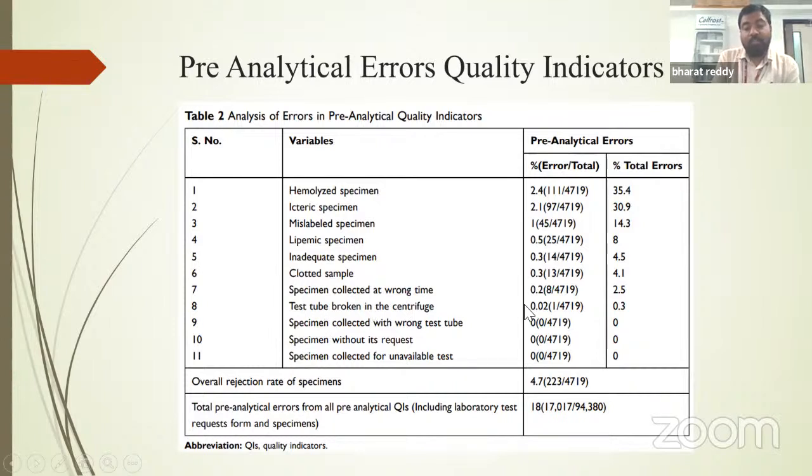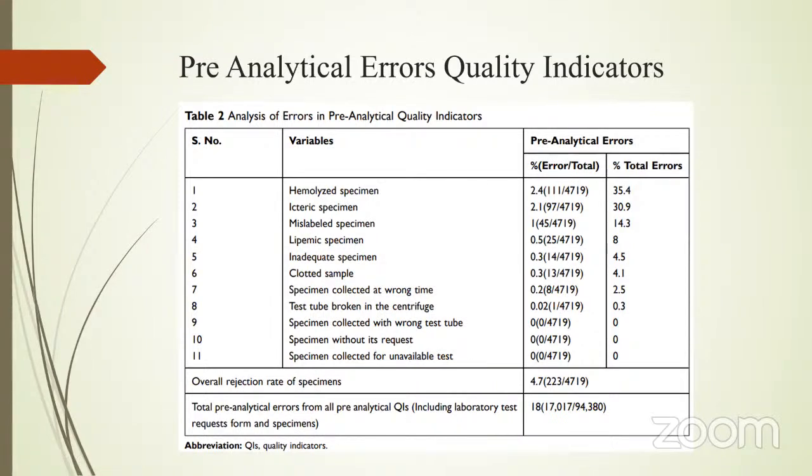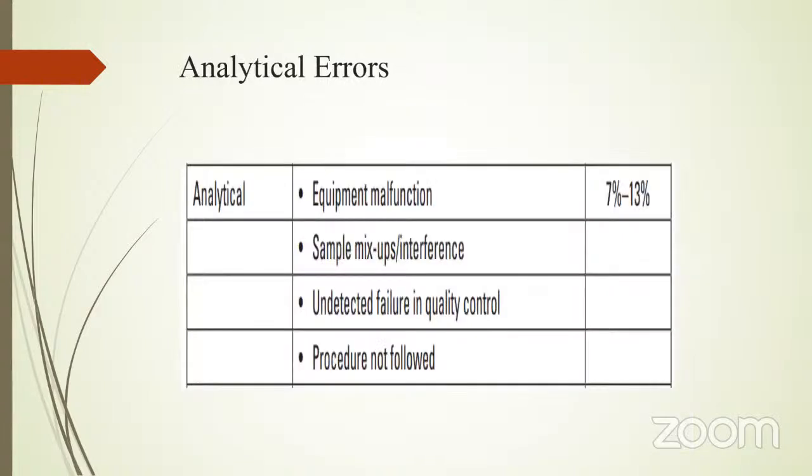Test tubes broken in the centrifuge also contribute 0.02%. We have to take care here also. Specimen collection with the wrong test tube is more frequent in our routine life. They are sent in other containers. Specimen without a request, yes, we have seen this sometimes. And specimen collected for an unavailable test, which we are also seeing very frequently. The test is not performed here, but they sent it to perform this test.